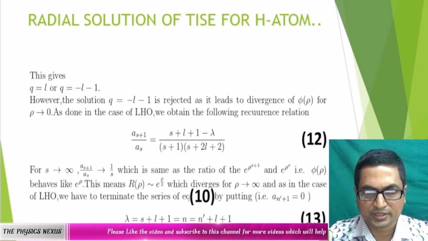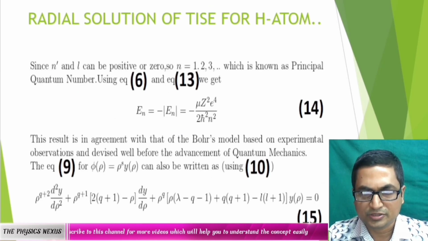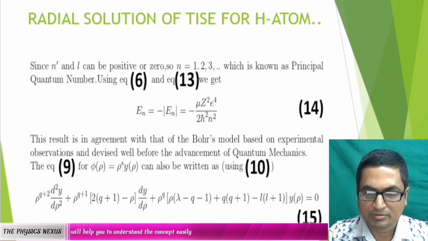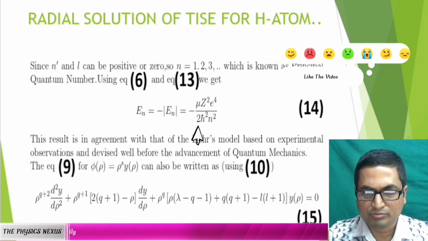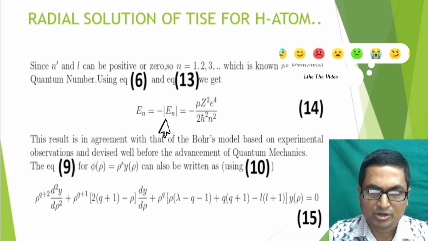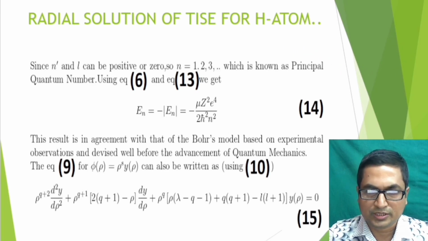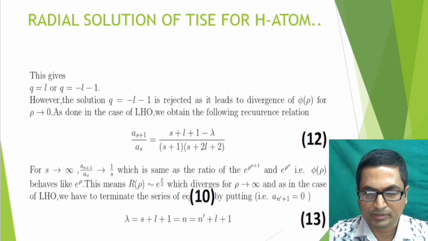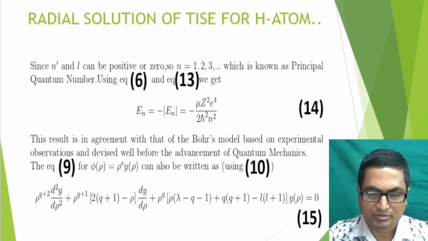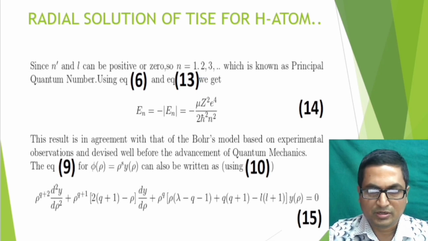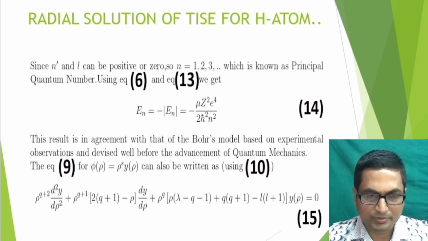So lambda is giving us energy, and lambda equal to this from 13 leads us to this energy as given by equation 14, E n equal to minus mu Z square e to the power 4 divided by twice h cross square n square. We put a subscript n here because this energy depends on n, and we'll see that this is in agreement with the Bohr model as well as experimental observations. And this means that terminating the infinite series into a polynomial with the value of lambda given by 13 is in conformation with our earlier results, like Bohr's model or experimental results.